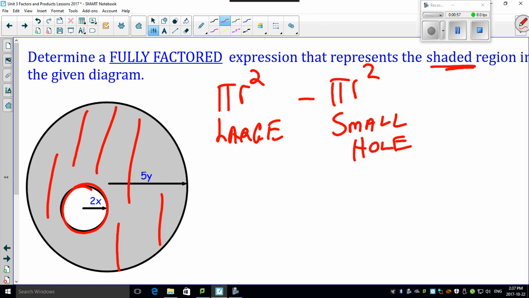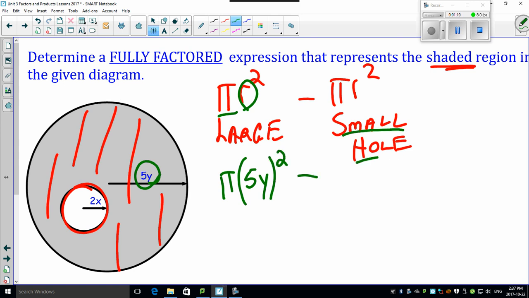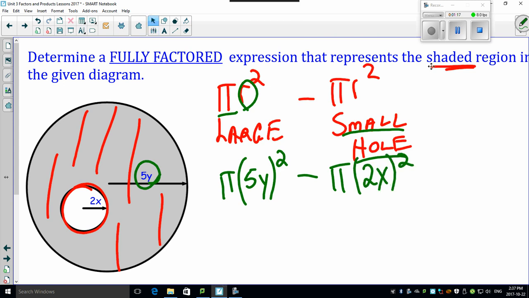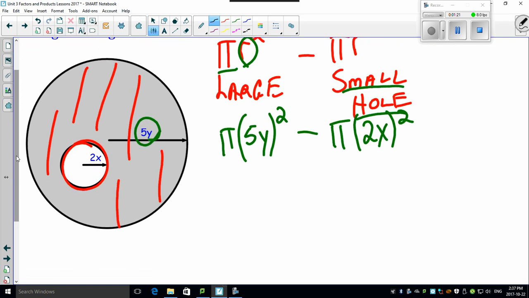All right, so here we go. Let's do it. Pi, that's easy. The radius of the large one is 5y, so that's pi (5y) squared. Subtract the small hole, which is, again, pi, because it's a circle, subtract (2x) squared. Now, here's where most students mess up, and let's just take a half a second to make sure that we understand this. Remember, this is squared, which means everything inside the bracket is squared.